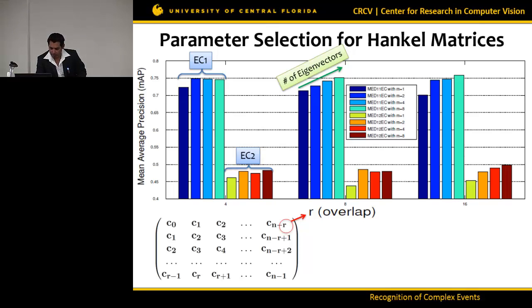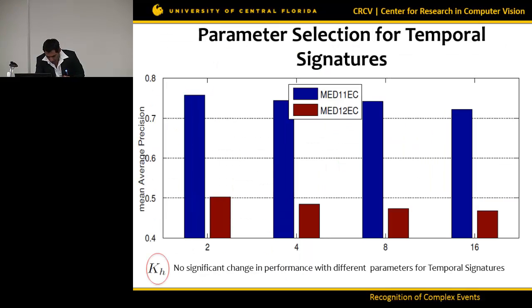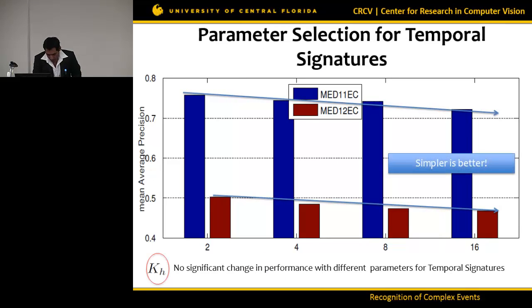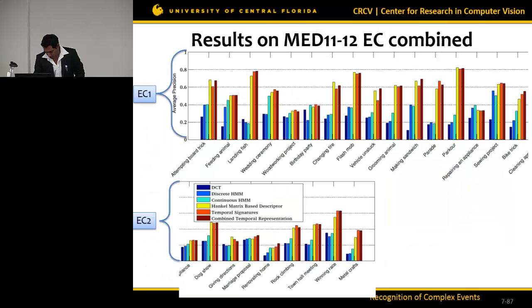We also observed that if we increase the number of eigenvectors, that increases the performance quite a bit. Did some parameter selection for the temporal signatures too, but we observed that the simpler the model, the better. So you don't actually have to increase the complexity of the feature selection process.